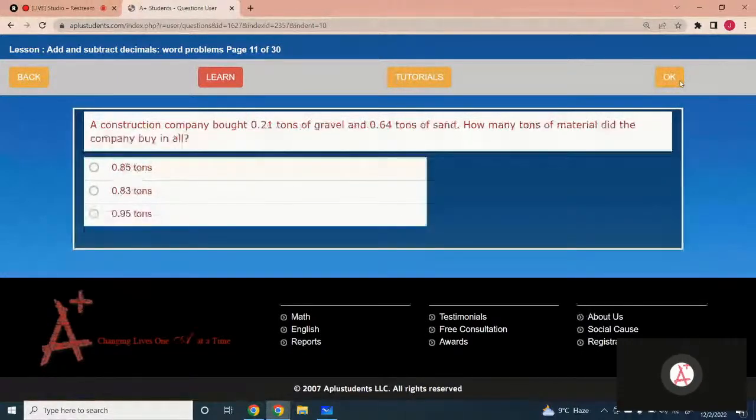Okay, a construction company bought 0.21 tons of gravel and 0.64 tons of sand. How many tons of material did the company buy in all? So you have to add them. So which is the correct option? It would be 0.85 tons. Got it. Just select the correct option and click on the OK button.